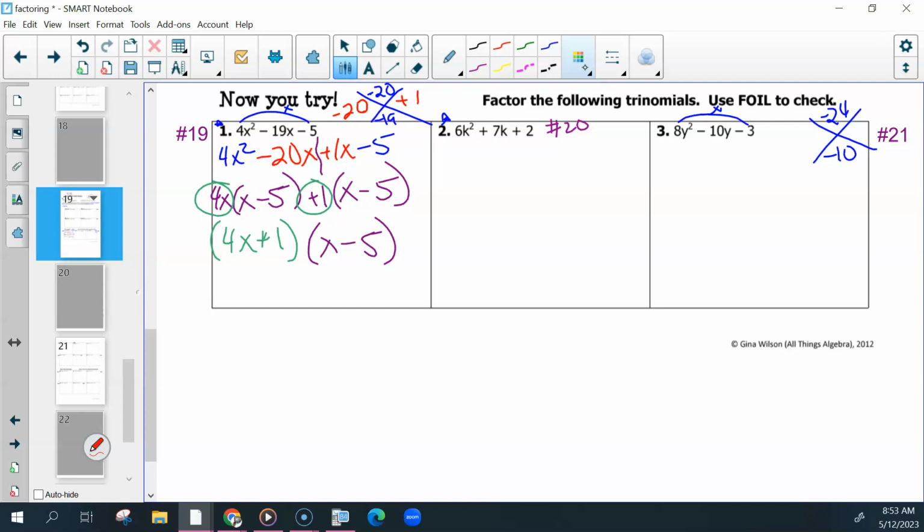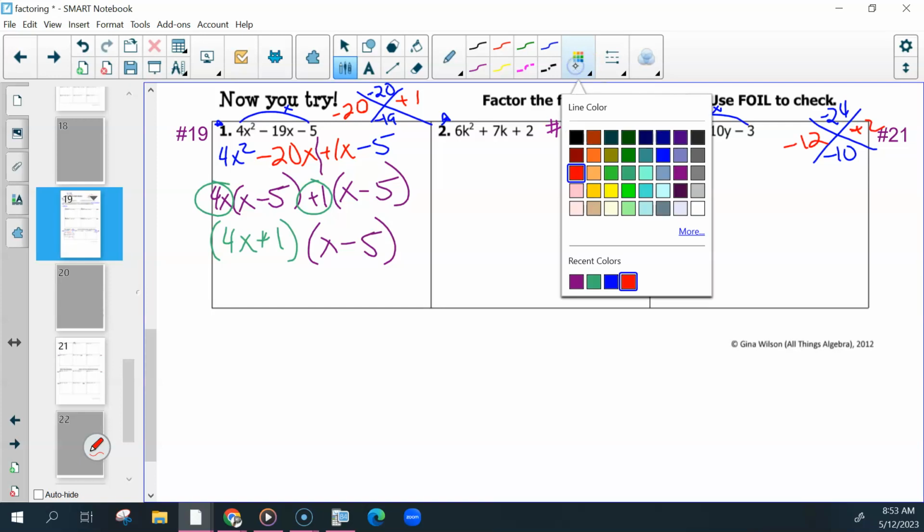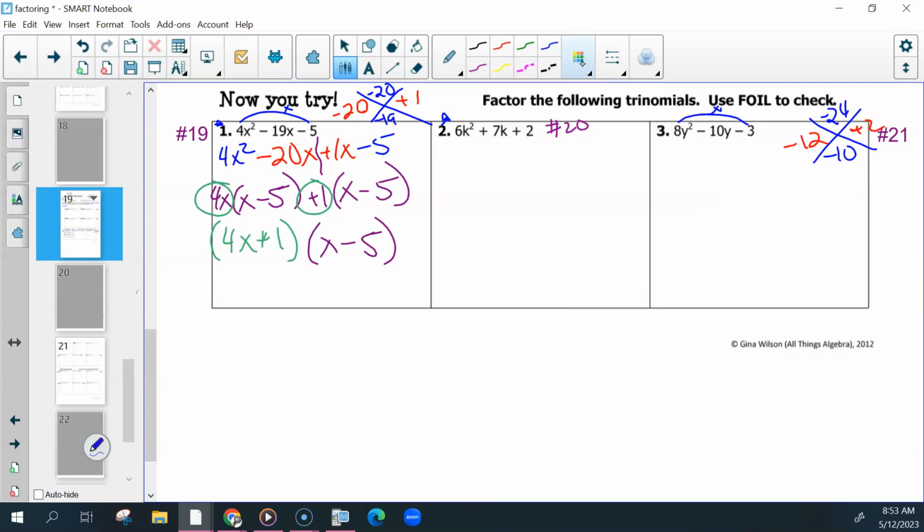So think about your factors of 24. And of those, which ones would add to be negative 10 or subtract? Negative 12 and positive 2, that would work. Rewrite this. First and last stay the same. Does not matter which one you put first. It has a y in the middle, so make sure these both have y's also. Split it down the middle.